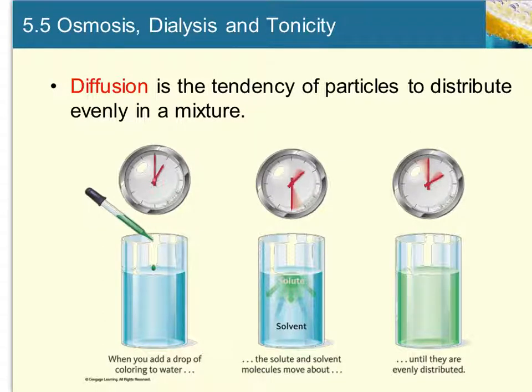So here you can see they put a drop of green food coloring in water at 1 o'clock, and it's very concentrated where that drop is. So what happens is the color tends to bleed out into the water. At 1:30, you can see that it's moving throughout the water, and by 2 o'clock, all of the water is green. So the food coloring moved from an area of higher concentration to an area of lower concentration.